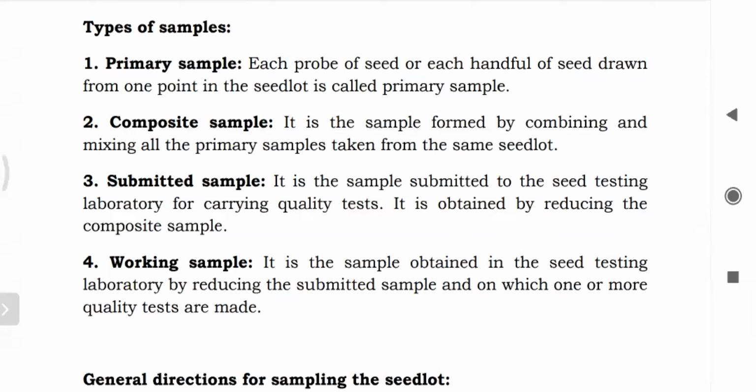So each probe of seed or each handful of seed drawn from one point in the seed lot is called a primary sample. Then what is a composite sample? So composite sample is the sample formed by combining and mixing all the primary samples taken from the seed lot.